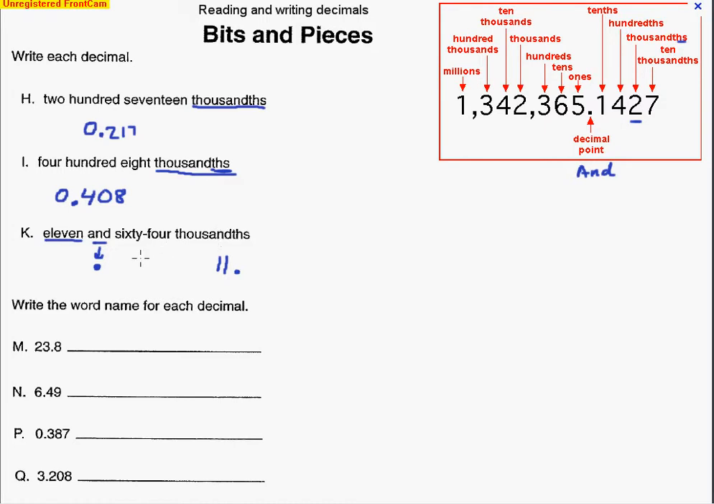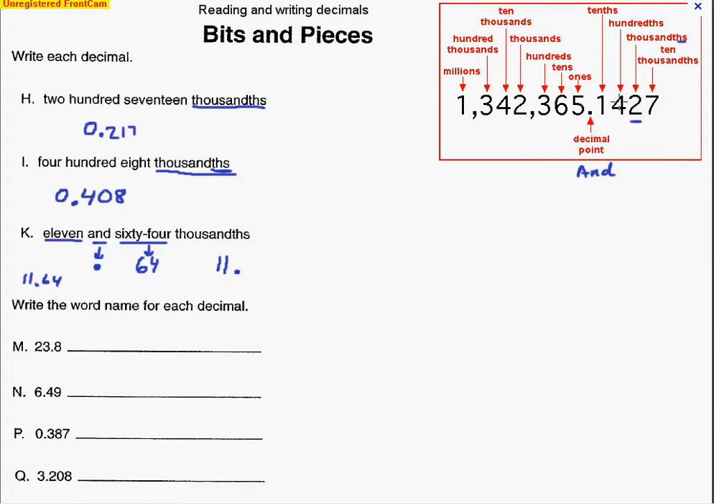Alright, to show 64 thousandths, okay, we wrote the number 64 right here, but I need to show it's in the thousandths place. Well, a common mistake is people are going to write down 11.64, but that's not the case. See, this would be 11 and 64 hundredths, because the 4 is in the hundredths place. I need to make sure the 4 is in the thousandths place. I need the 4 to be right here.